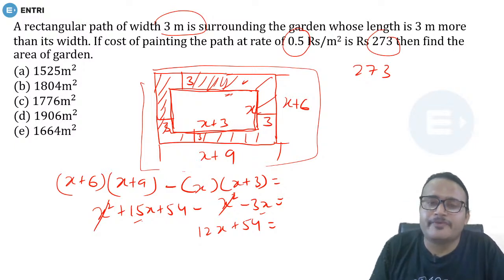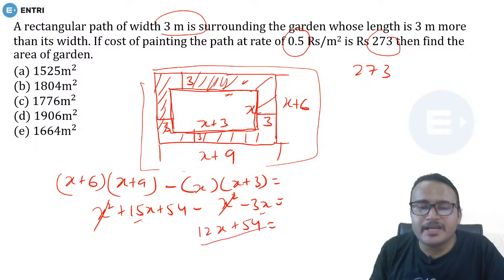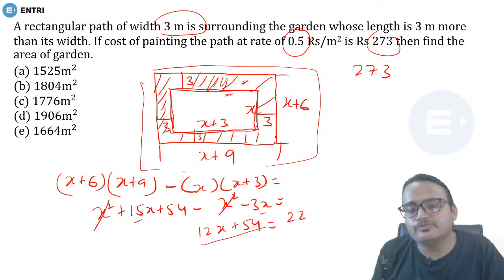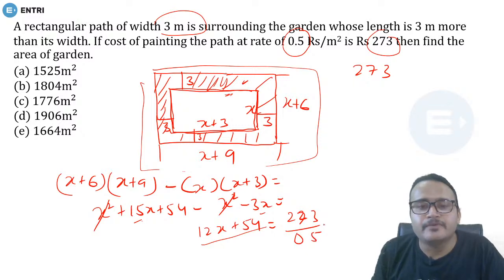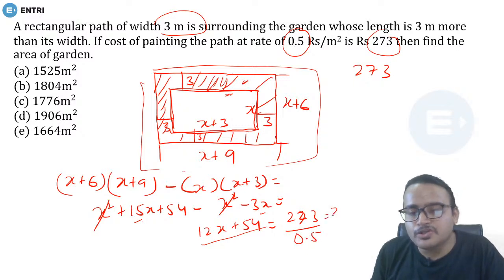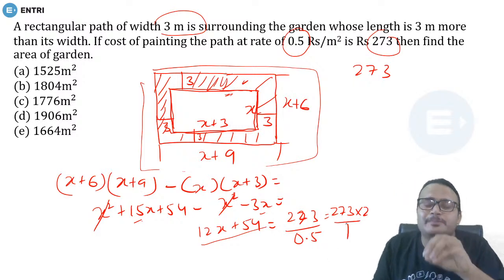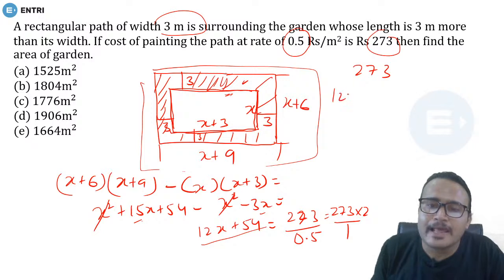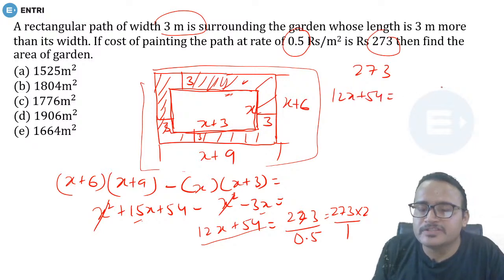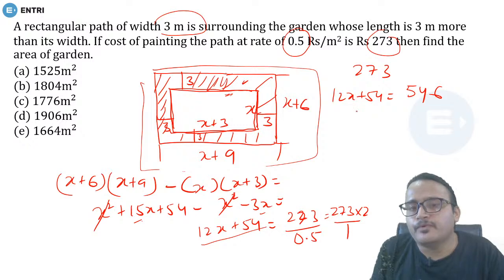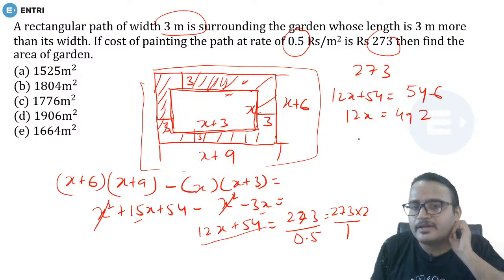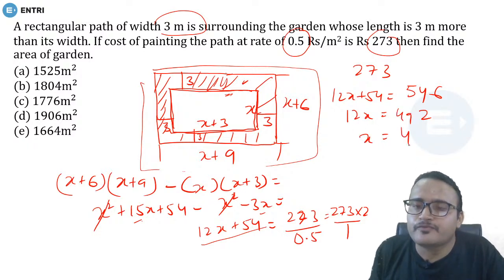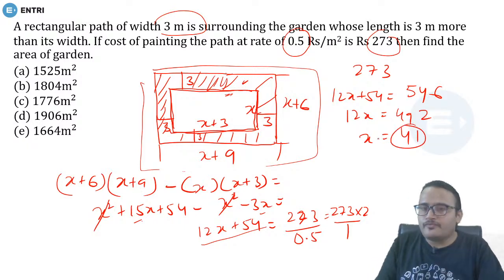If it is 0.5 per meter square, and we have the area 12x plus 54, then this will be equal to 273 divided by 0.5. You can do the calculation, or multiply by 2, because 0.5 can be written as 1 by 2. So 12x plus 54 will be 2 3s are 6 and 27 is 54. So 12x equals 6 minus 4 is 2, and this will be 49. So x will be equal to 12 4s are 48, so x is 4. So we have the value of x.